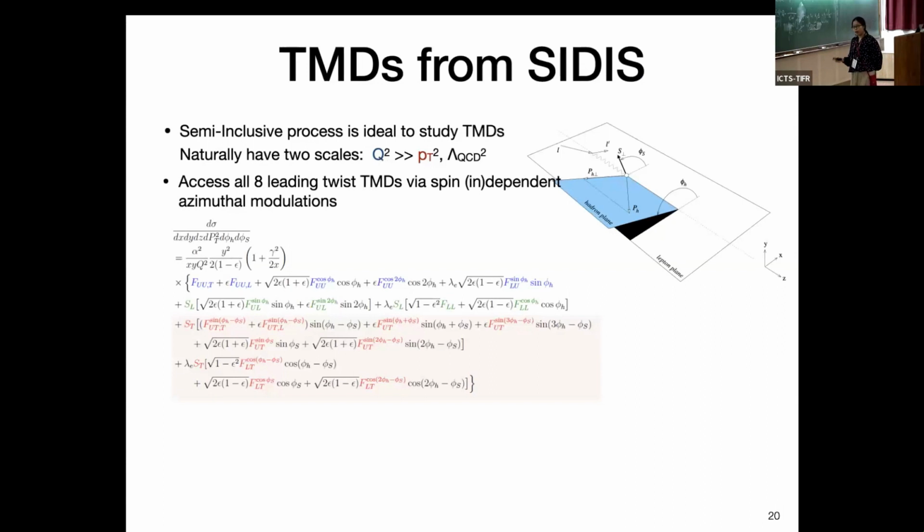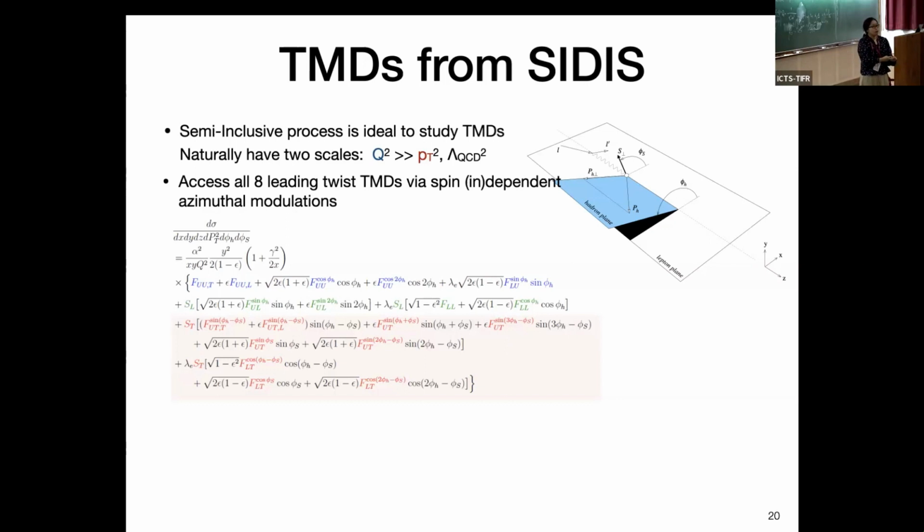When we measure TMD observables, the most convenient channel is semi-inclusive DIS. You probably talked about this already, because the semi-inclusive process is really ideal: in the cross-section of semi-inclusive DIS, you naturally have all the leading twist TMDs appear with the corresponding azimuthal dependence.